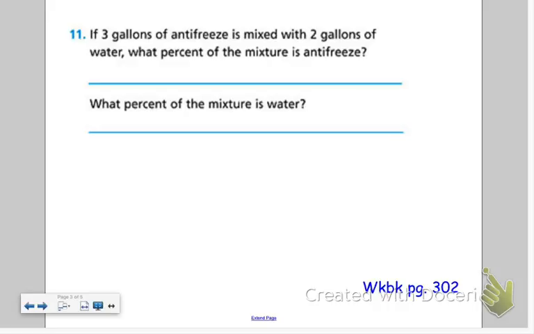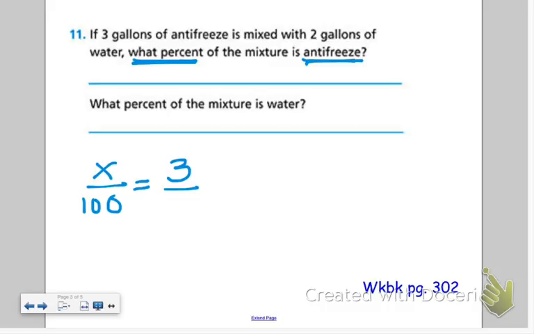Okay, next one I want to do with you is number 11. If 3 gallons of antifreeze is mixed with 2 gallons of water, what percent of the mixture is antifreeze? Hopefully you're recognizing that we're missing the percent, the number over 100, which means we must have the part and we must have the whole. If we're talking about antifreeze, what part of the mixture is antifreeze? So 3 gallons is the antifreeze.